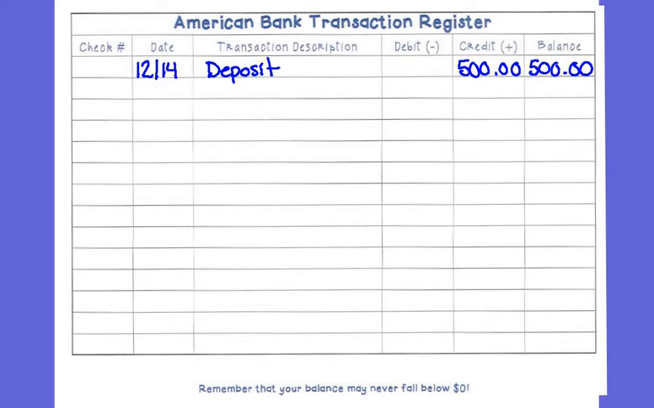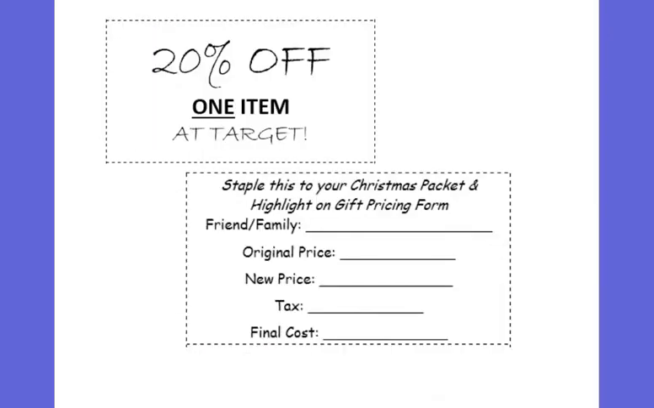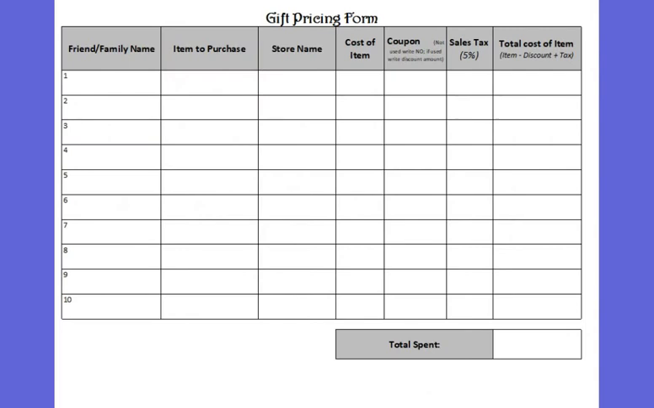Okay. Now you're going to put your pencil down. You're not going to write anymore for a while. Now I'm going to pretend to do the project so you know how it goes. So I'm making this up. Yours will be something else. So I'm going to go back to my gift pricing form and I need to buy somebody something.